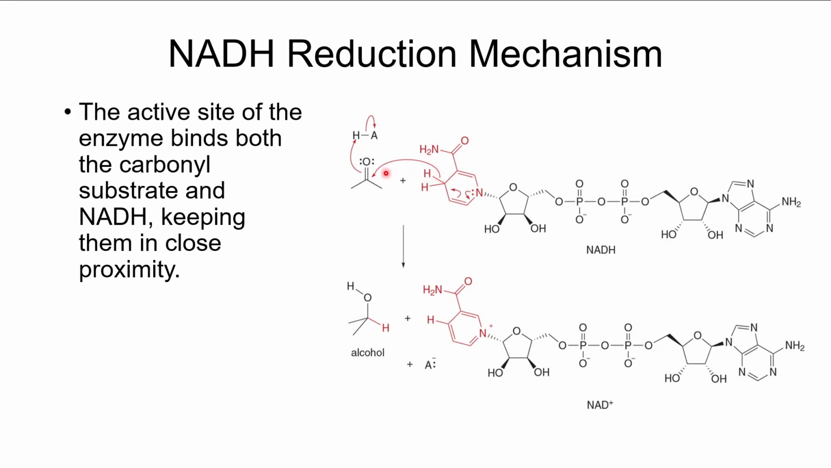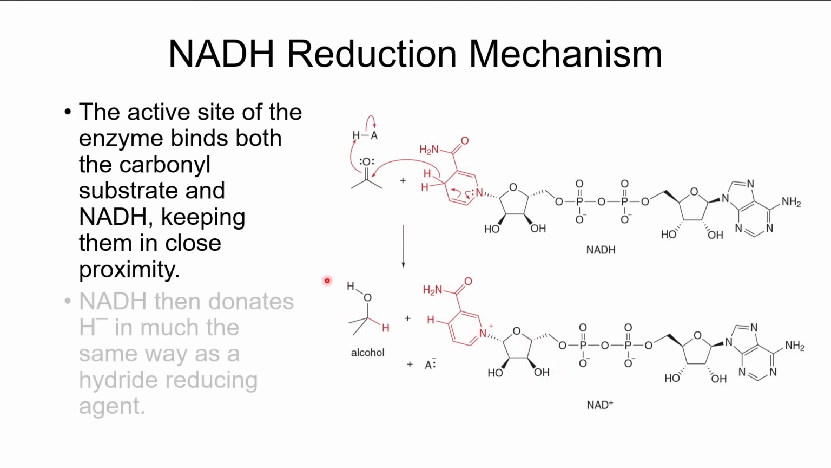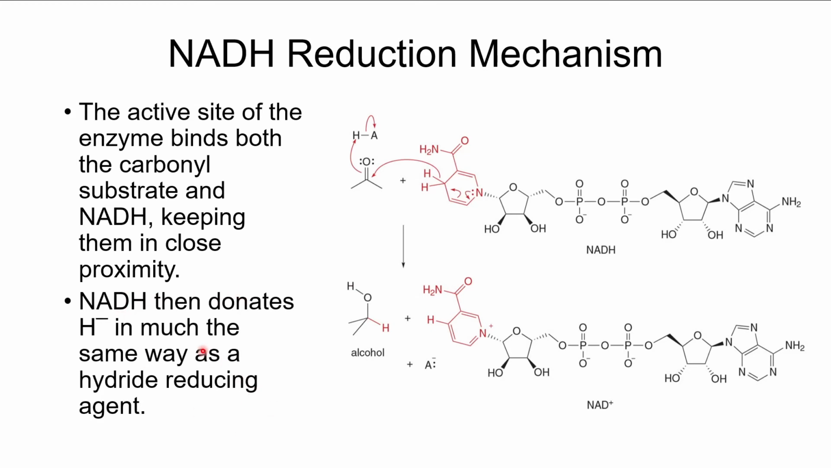So it keeps them in close proximity and causes the hydrogen to go to one particular side of the carbonyl compound and to give you a particular product. And so you end up getting that reduction. So the NADH donates that hydride, and it works very much the same way that other hydride reducing agents do. But this one, as I mentioned, works with an enzyme.